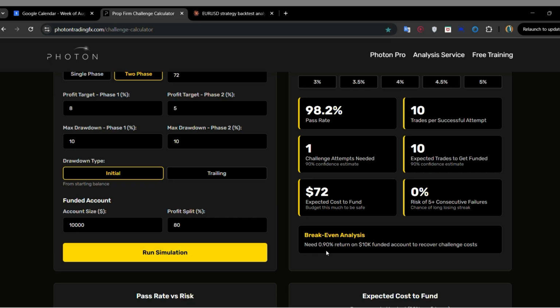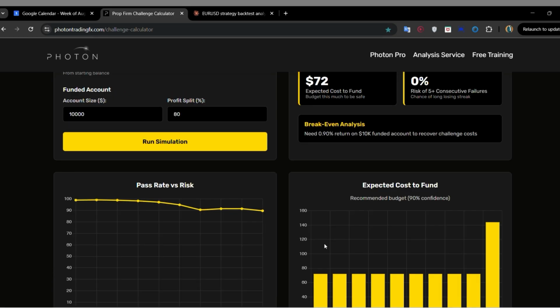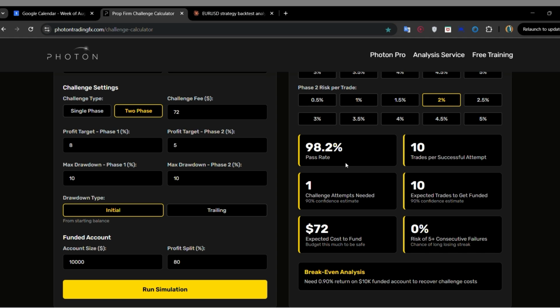Okay, break-even analysis. How much money do I need to make when I'm funded to get back what I spent? 0.9% return on a 10k funded account to recover challenge costs. So what this means is that when I get funded, I can take a 2R trade, 2% profit, and I will be up around 1% of what I spent on challenges. That will be double my expenses. This was the reason that I increased my risk. Even if challenge attempts needed go to 2, it is still worth it, because we need to lose or win. We don't want to be stuck in between, we just want to get a fast result.